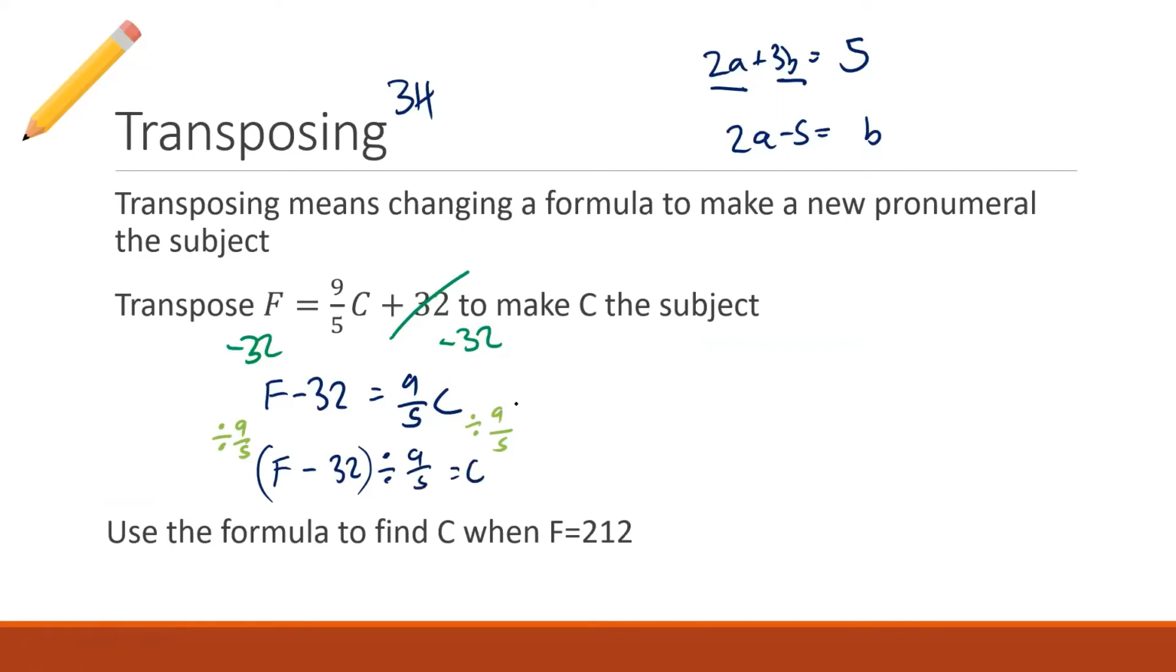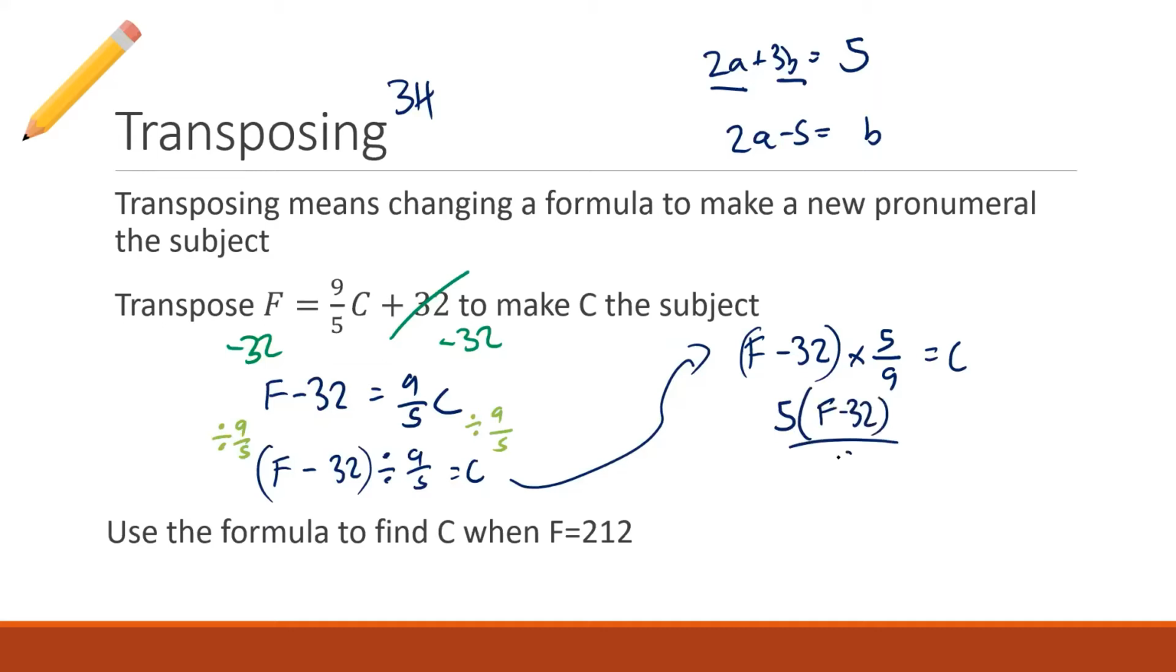Firstly, that is the correct answer, but we can tie this up a little bit. When you divide by a fraction, that's the same as multiplying by its inverse, multiplying by 5/9, which means the final answer becomes 5 times F minus 32, divided by 9, equals C.